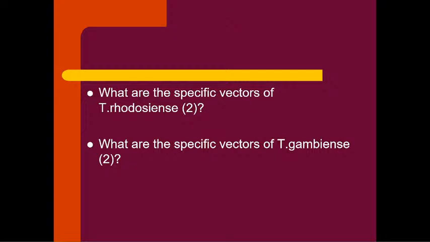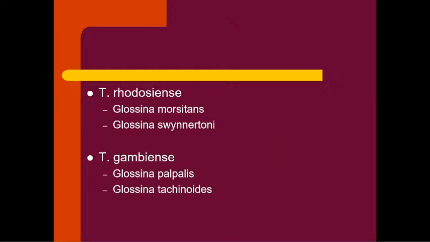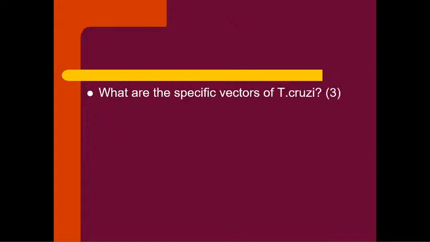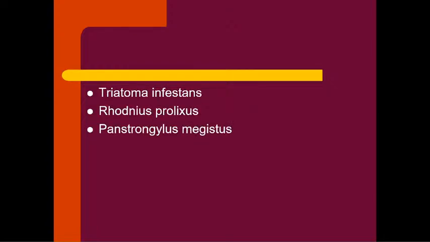Now, what are the characteristic vectors of Trypanosoma rhodesiense? The specific ones. We want to know the actual name. Okay, so it's Glossina species, but per organism, it's different. For rhodesiense, it's Glossina morsitans and Glossina swynnertoni. For gambiense, it's Glossina palpalis and Glossina tachinoides. Now for the assassin bugs, the specific assassin bug vectors for Trypanosoma cruzi are Triatoma infestans, and there's two more: Rhodnius prolixus and Panstrongylus megistus.